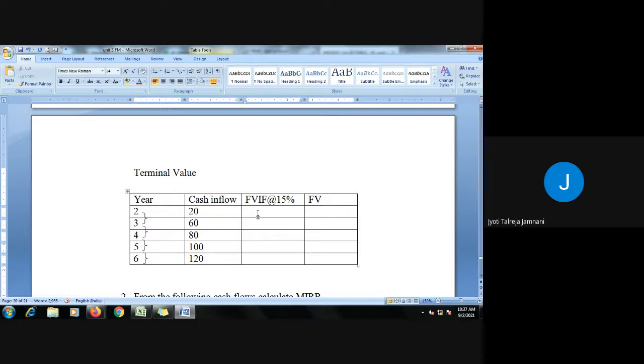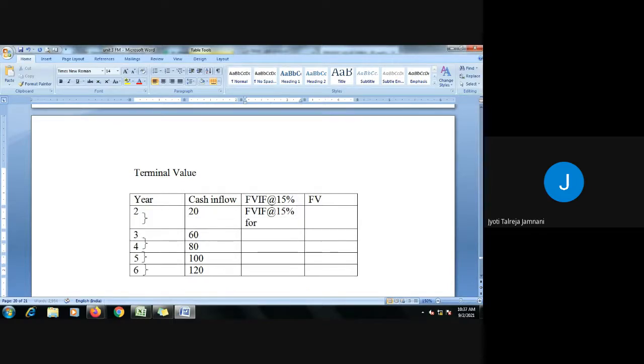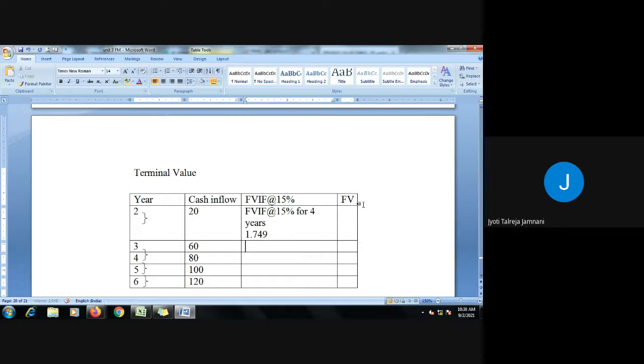So we need to find the future value interest factor at 15% for 4 years. How much will we get? If I find it for 4 years, looking at the table, I'll get 1.749. In the next class, I will give you the table and show you how to find the future value. It is similar to present value. You just need to go to 15% and see the fourth year, but still I will show you once. So this is how we have to calculate the future value interest factor.